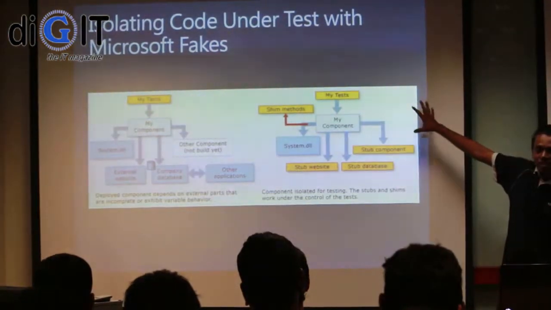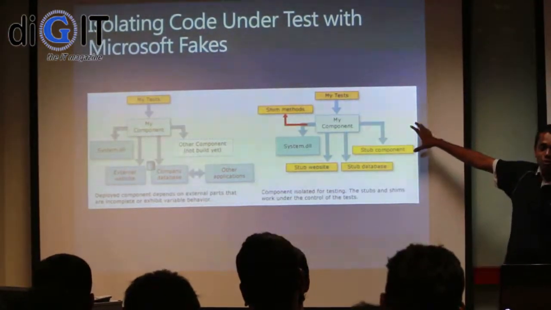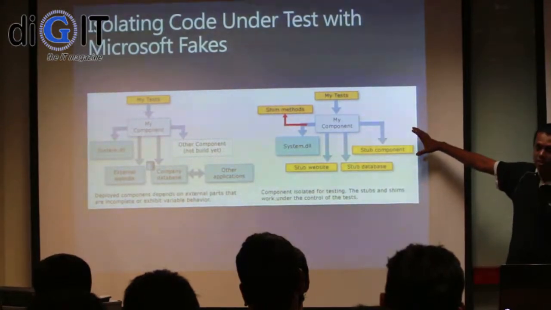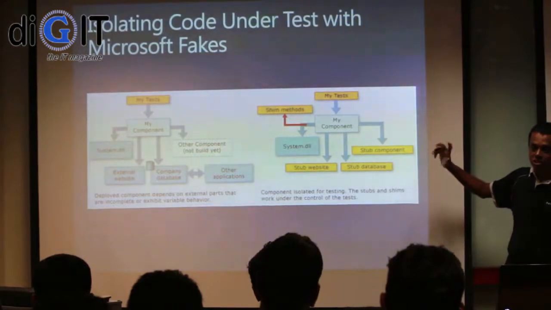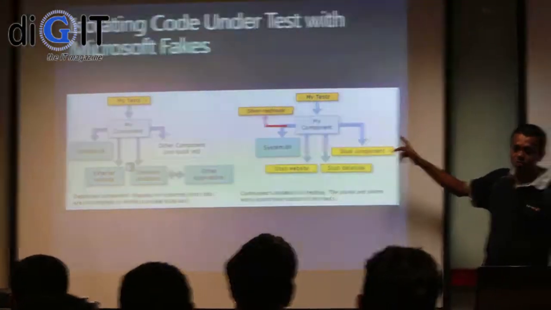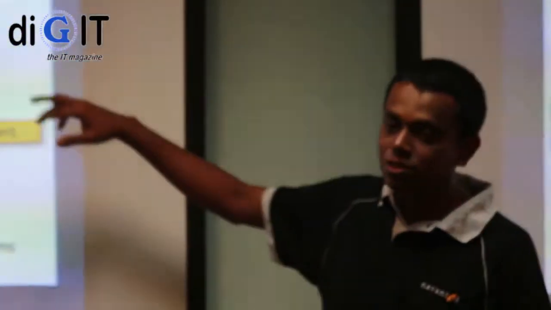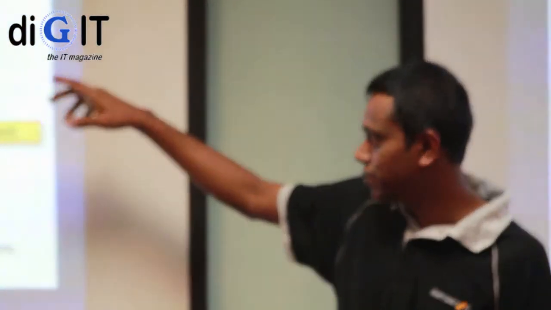Then comes the way to fake things with Microsoft Fakes. There are two ways. One is called stubs, the other one is called shims. Shims are actually used for a different purpose.